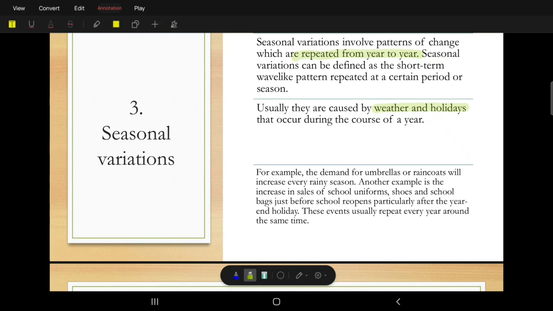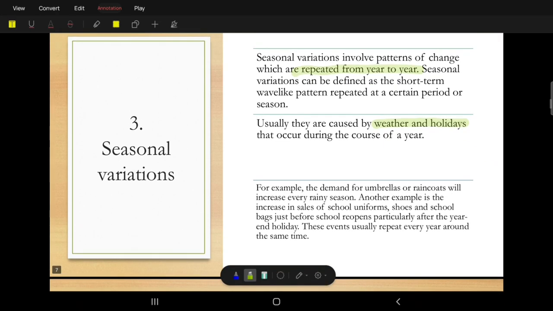Bila dah hujung tahun, nak masuk tahun baru, bila sekolah nak buka, jualan baju sekolah, kasut sekolah, beg sekolah mesti akan meningkat. Kalau bulan biasa, jualan biasa je. Tapi bila sekolah nak buka hujung tahun, masuk tahun baru, then demand dia tinggi. Jualan tu meningkat.